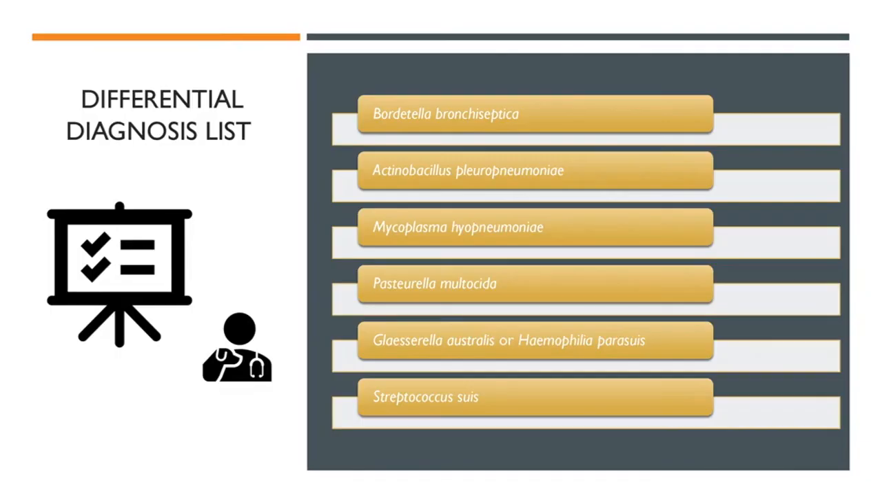On our differential diagnosis list, we included organisms that could cause respiratory distress to swine and the opportunity for hemorrhaging fluid around the lungs. Bordetella bronchiseptica, Mycoplasma hyopneumoniae, Pasteurella multocida, Glaesserella australis, Haemophilus parasuis, and Streptococcus suis were all included as plausible causative agents for this infection.